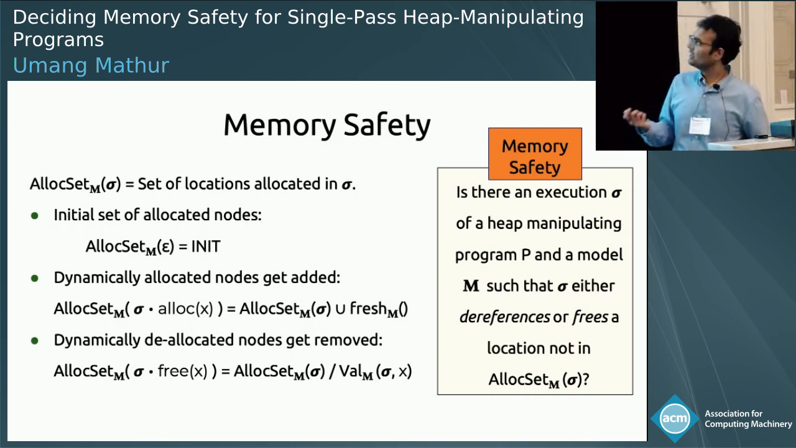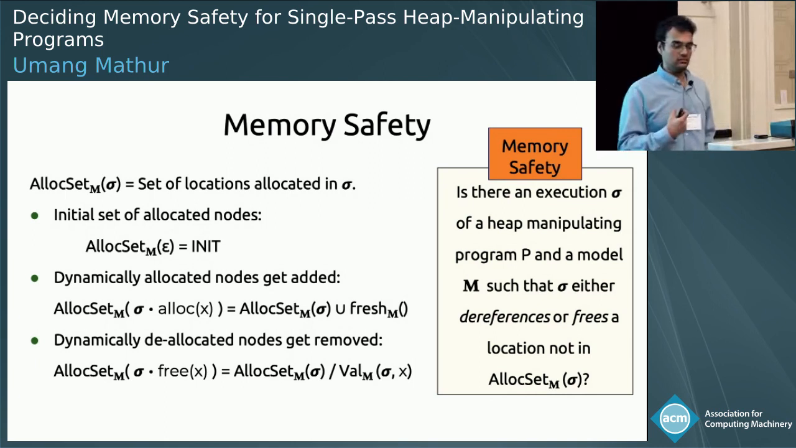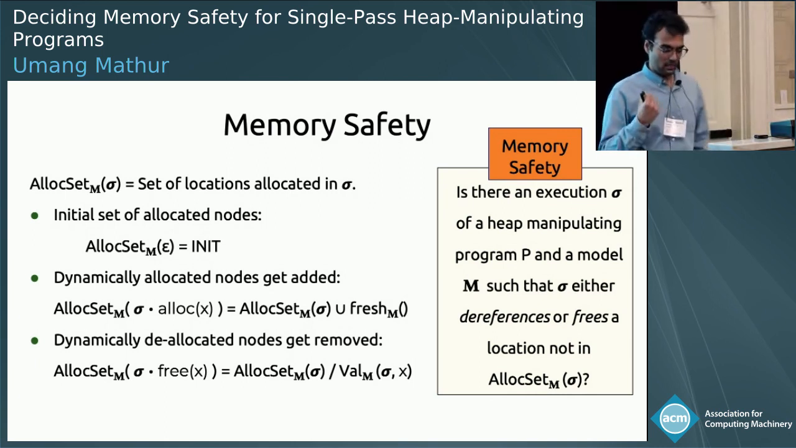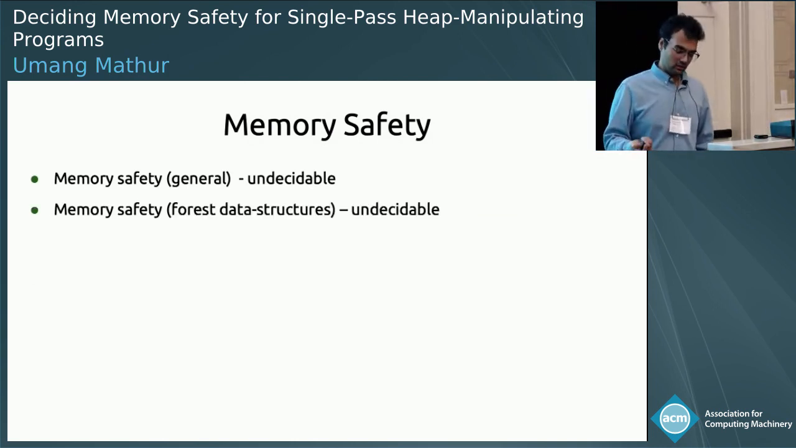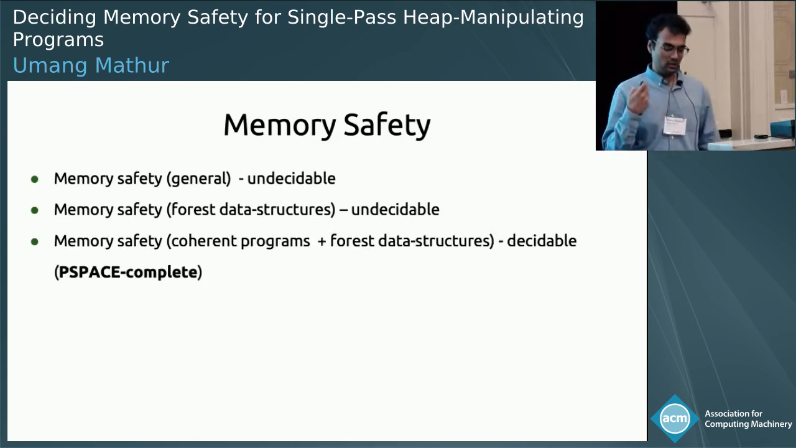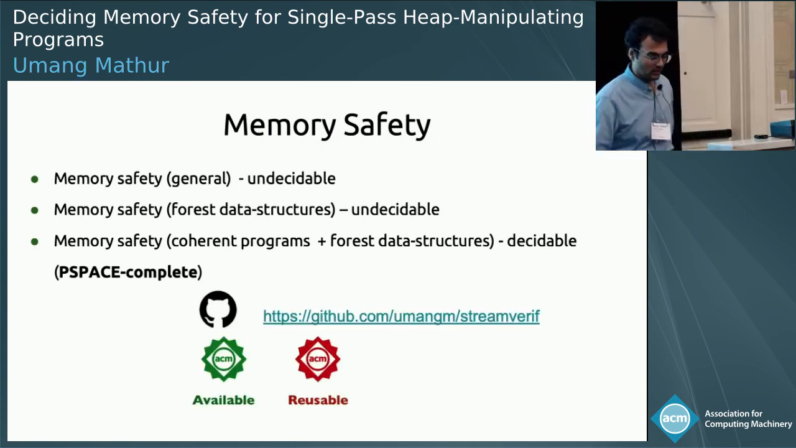And the question of memory safety asks if there is an execution of the program which either dereferences a memory or perhaps frees a memory that is not in the allocated set. It turns out that this problem is undecidable in general. It is also undecidable for forest data structures. But when you look at forest data structures in conjunction with the coherence restriction, this is a decidable problem. And we have a tool that implements this decision procedure.